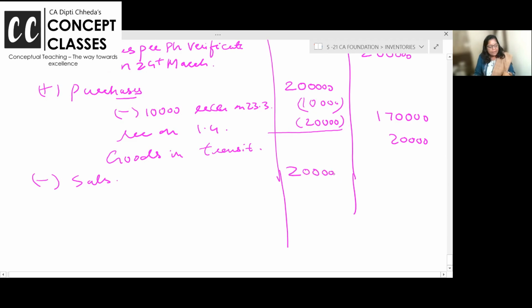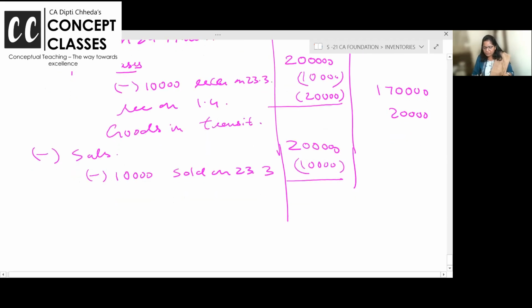Sales is 2 lakh. Out of that, 10,000 sold on 23rd March. So already minus ho chuka hai because you have taken the stock on 24th. So just remove it. And 20,000 goods are sold in the books, as per the sale book. So they're sold, but delivered late. So delivery late bhi hua to bhi let it be as sold only, removed. So we have 190 goods at sales value.